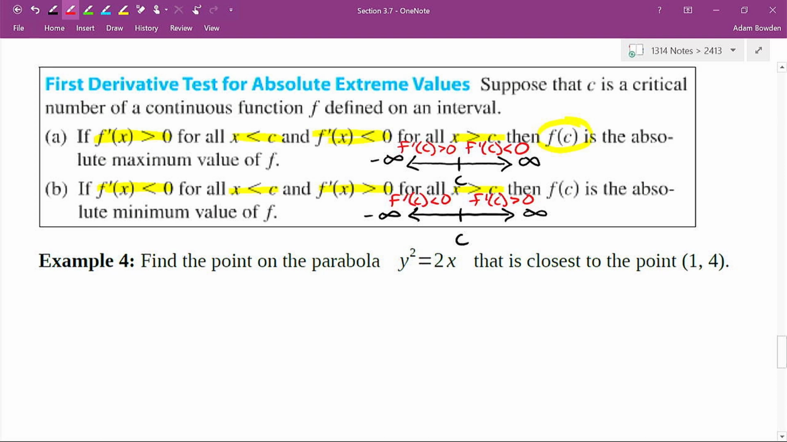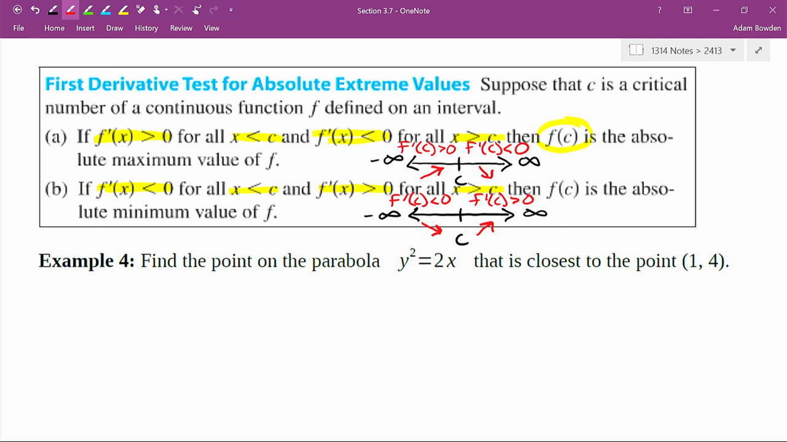So it's working out something like this, where on the less than side it's increasing and then it starts decreasing. And so that's why we can assume if that's happening for everything on the less than side and the greater than side of c, we'd have an absolute maximum value at c. And similarly, on the other hand, if it's decreasing and then increasing after c, then we know there's an absolute minimum value at that location.